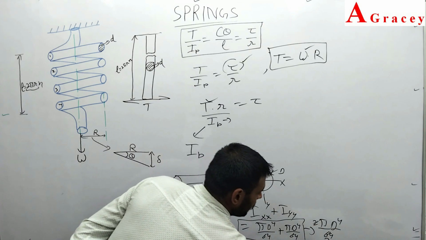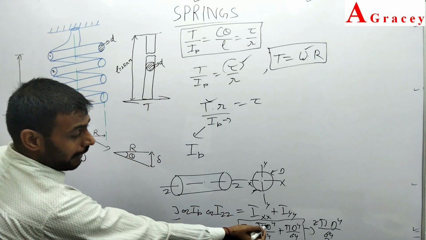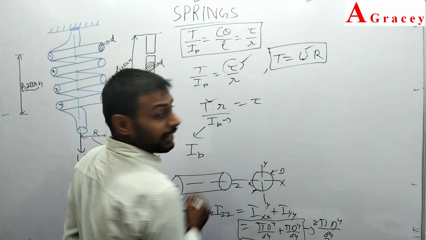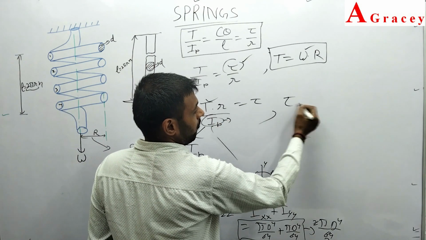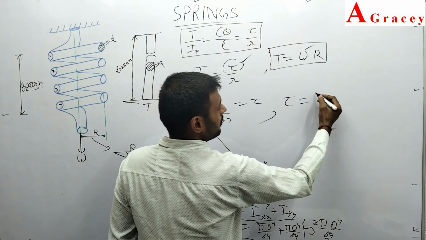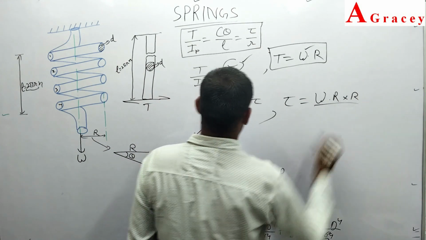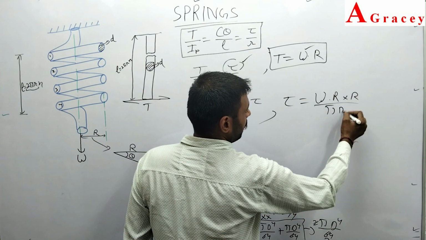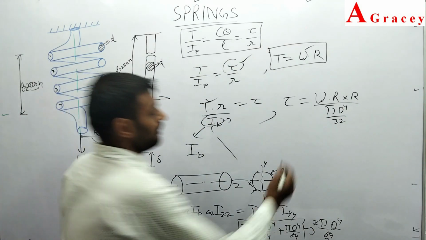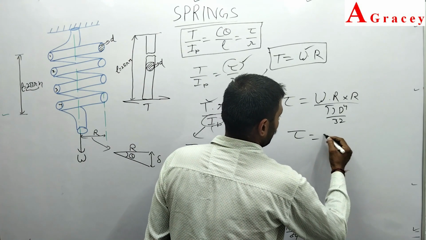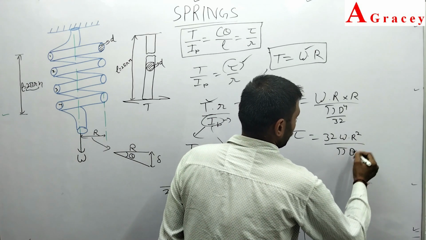So 2 to 2 cancel, 32. So πd⁴ by 32. So I_P, where I am taking here πd⁴ divided by 32, I am taking this value here. So I find my τ is equal to T, that is W into R, and R is already there, divided by I_P, πd⁴ divided by 32. When I further solve it, we get τ = 32 WR² divided by πd⁴.